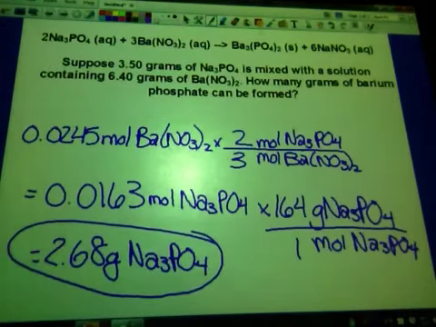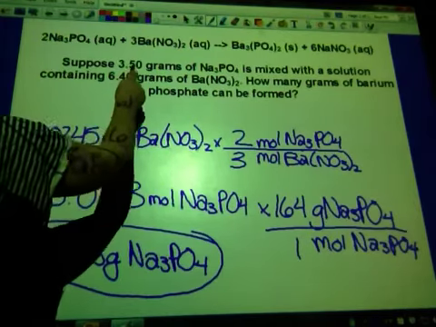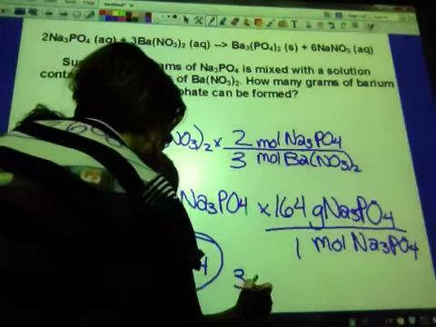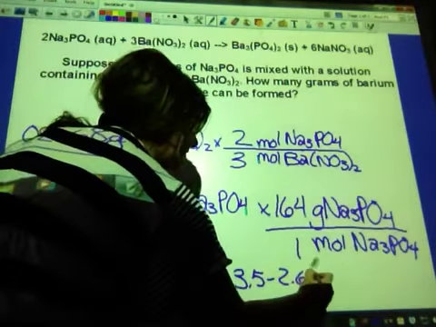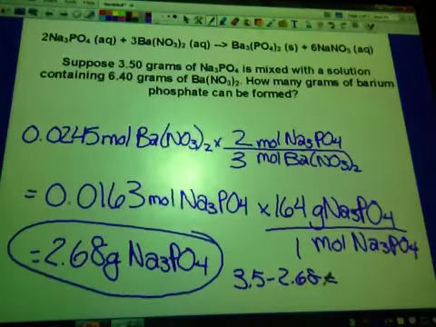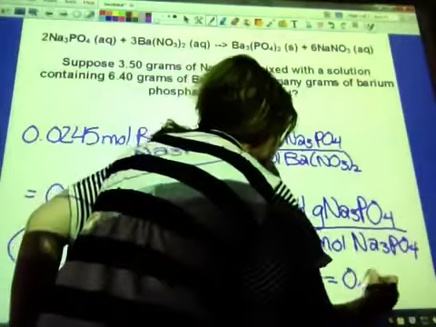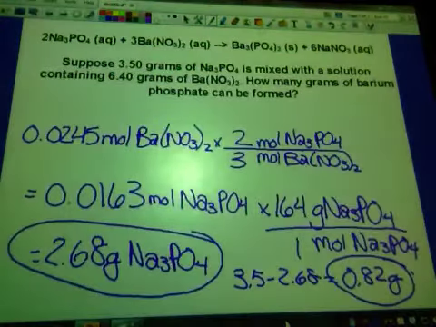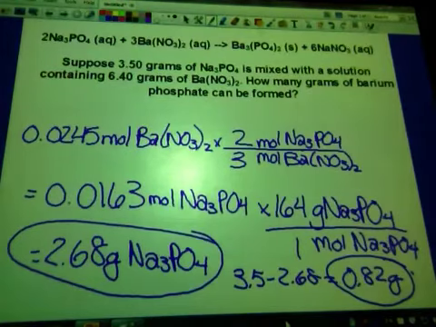If I want to know how much sodium phosphate is left over, I started with 3.5, I ended with 2.68. If I subtract that, 3.5 minus 2.68, I'm going to get 0.82 grams in excess. All right, guys, so we've done an example using limiting and excess reactants.